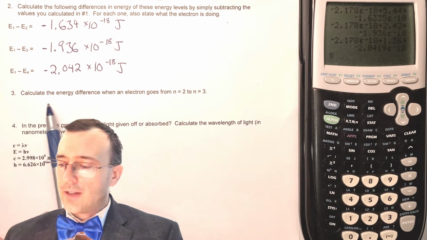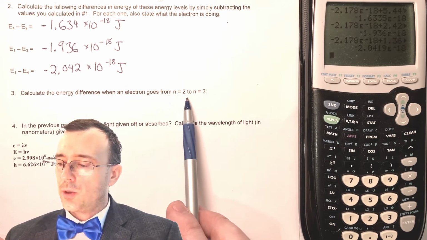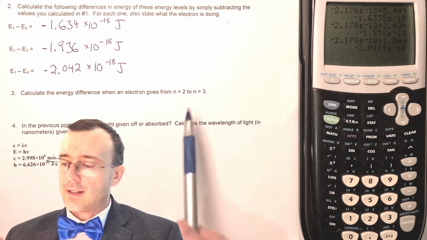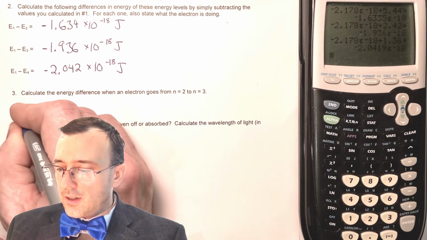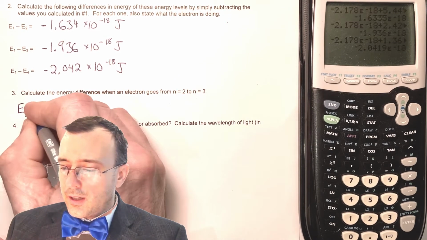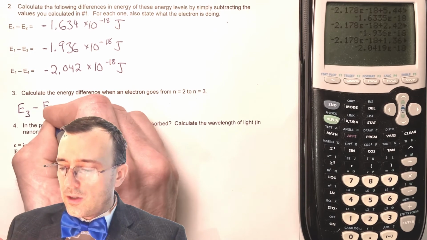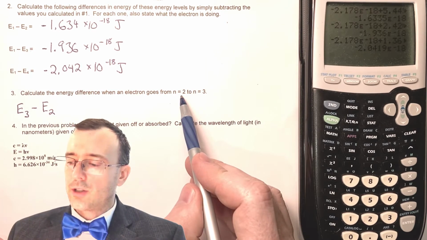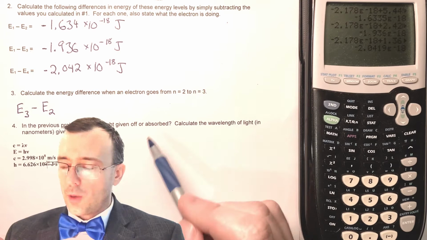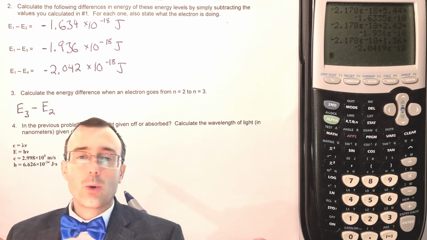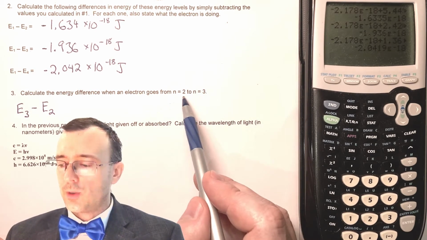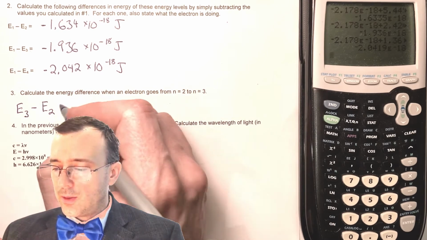Now, number 3, calculate the energy difference when an electron goes from n equals 2 to n equals 3. In this case, that's going to be E3 minus E2. The electron is going up in energy level, so it's going to absorb a photon in order to go from n equals 2 to n equals 3. So let's go ahead and do that calculation.